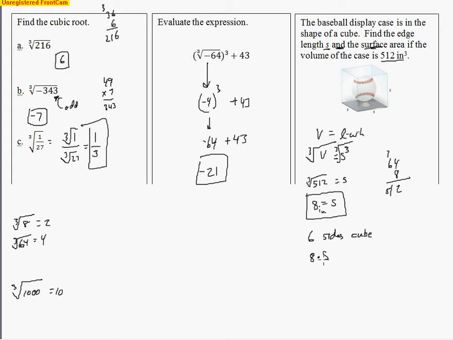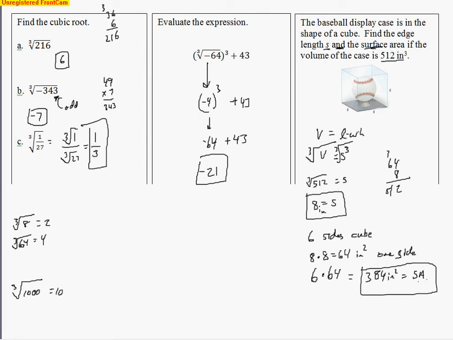8 times 8 is 64. That's one side, 64 inches squared. So this is one side. And then I'm going to take the 6 sides and multiply it by 64. And that's going to give me my surface area. And so when I do that, I end up with 384 inches squared, and this equals the surface area.